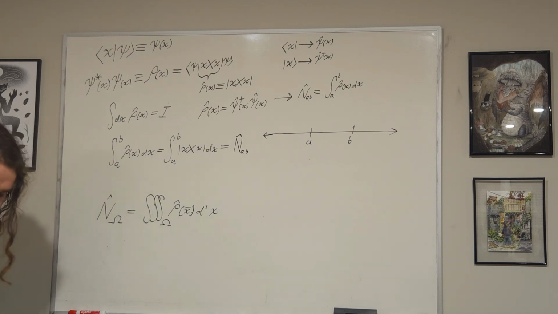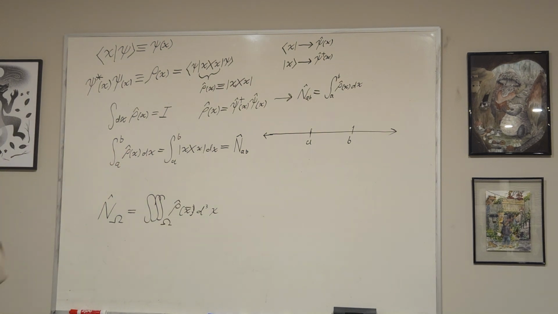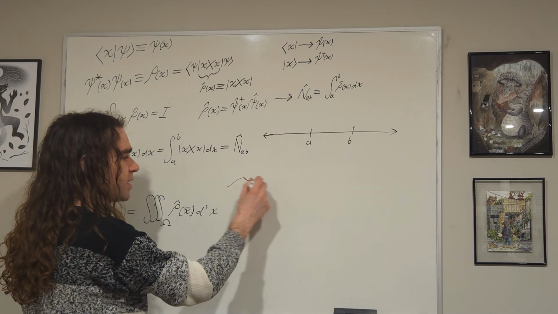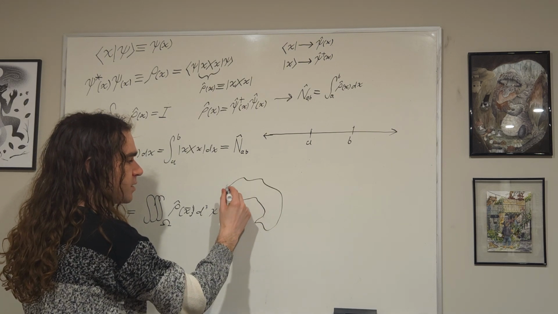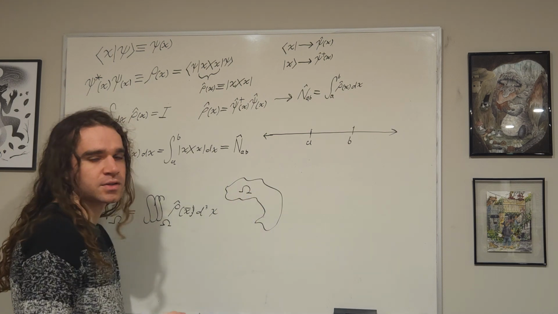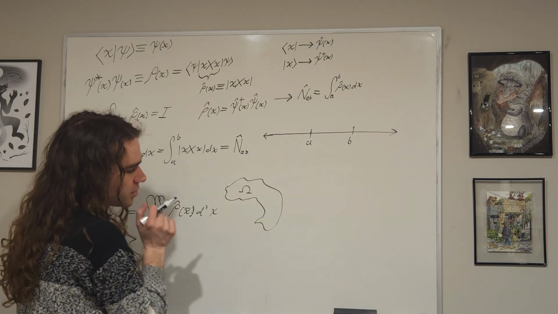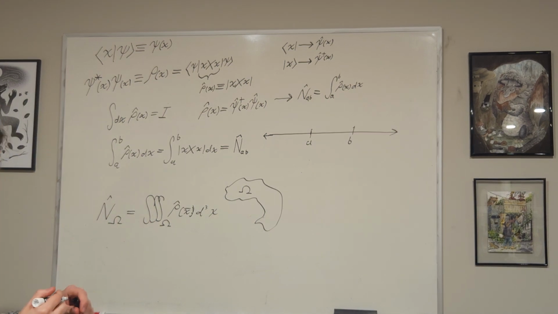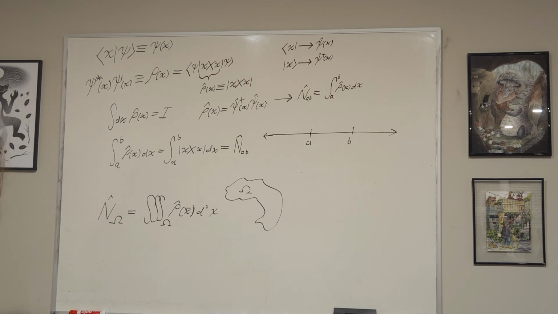And that's how you could make a little operator that counts the number of particles in a region of space. I guess you're supposed to make diagrams in physics. Here's a diagram. Here's omega, right? We could say that it's like a 2D region of a 2D space or a 3D region of a 3-dimensional space. And this operator n sub omega will count how many particles are in there.